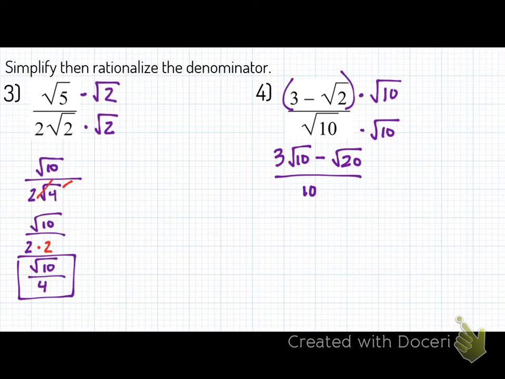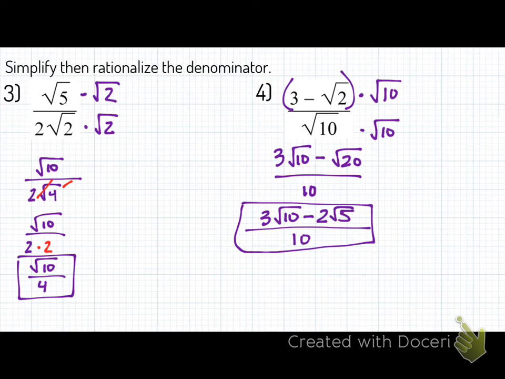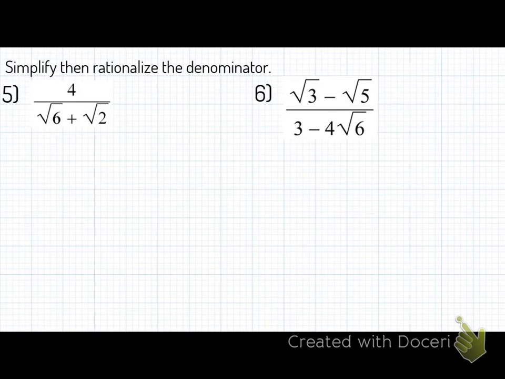Can I do anything in the numerator? Yep, we get this rad 20, right? So rad 20 is like saying I could take out a 4. It's like 4 times 5, so square root of 4 is 2, and the square root of 5 stays there. Denominator is 10, right? Can't do anything else, so we're done. Okay, next one. Number 5.